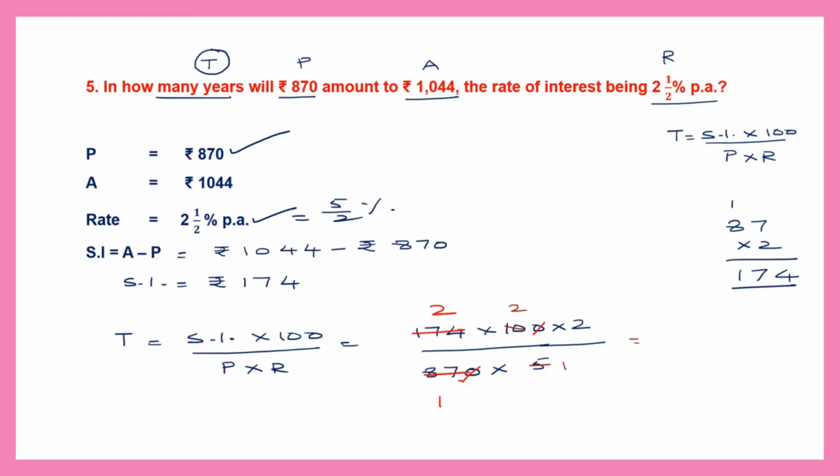Now let's multiply what is there in the numerator. 2 2s are 4. 4 2s are 8. So this is 8, and in the denominator we have 1 into 1, which is 1. 8 by 1 is 8, and we're talking about time here, and the question is how many years. So time is going to be in years. So here we have 8, and the answer is 8 years. So we have found the time to be 8 years.